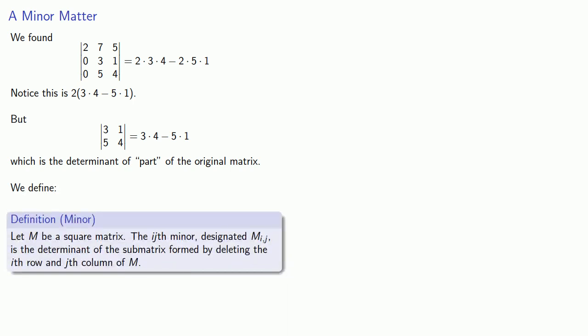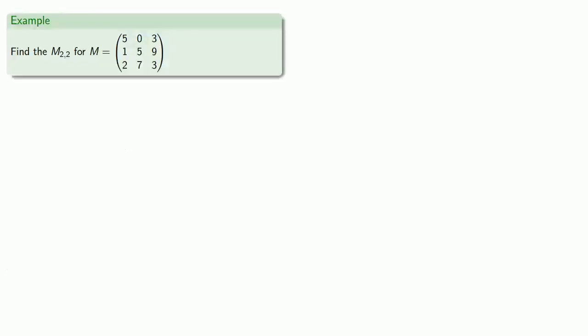Let M be a square matrix. The ijth minor, designated M i, j, is the determinant of the submatrix formed by deleting the ith row and jth column of M. So let's find M22 for this given matrix. Definitions are the whole of mathematics. All else is commentary, so let's pull in that definition.